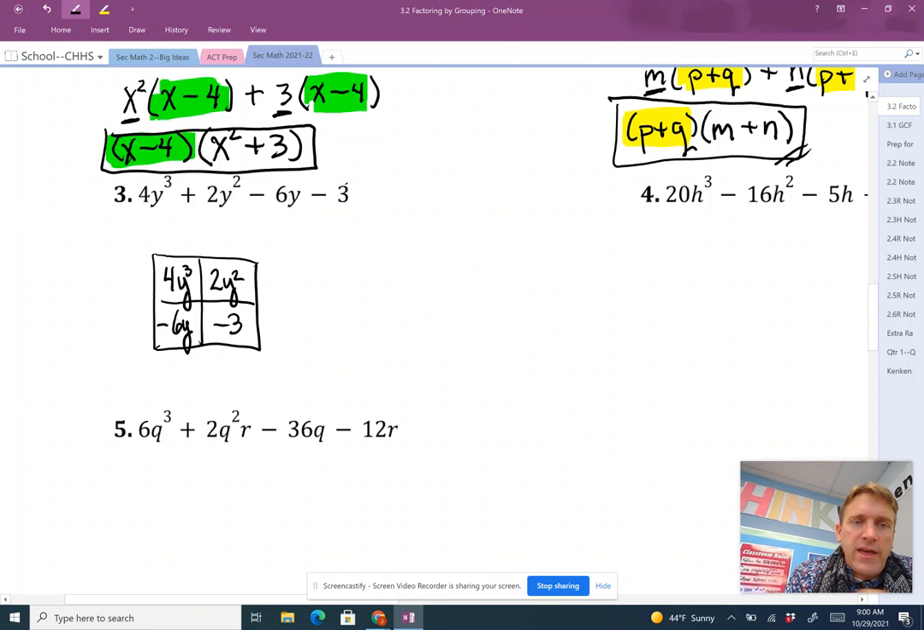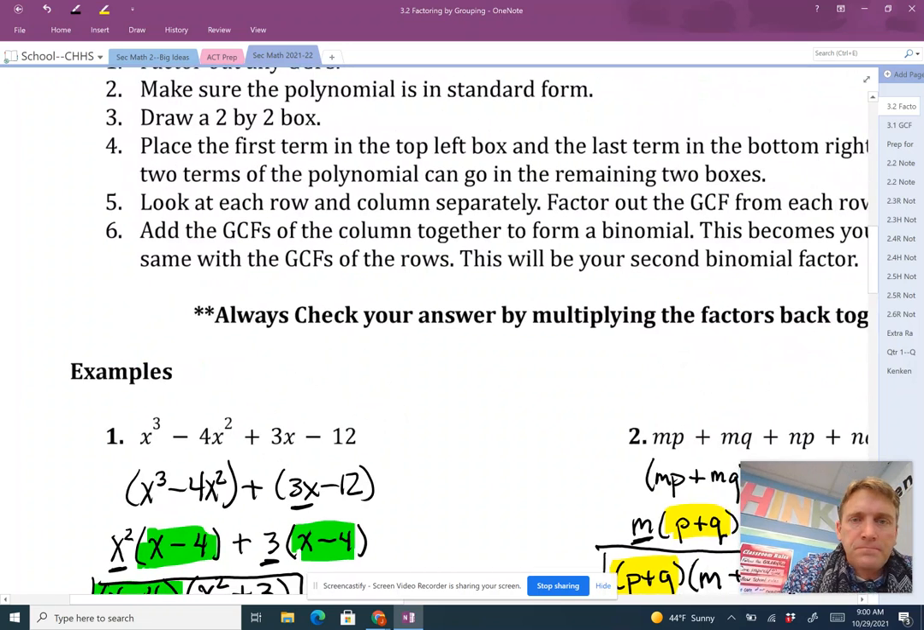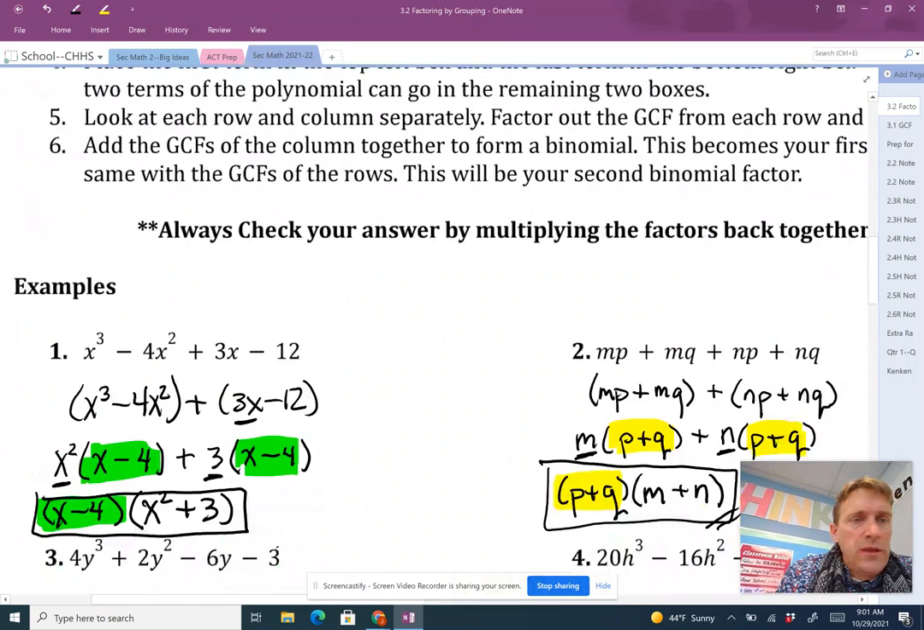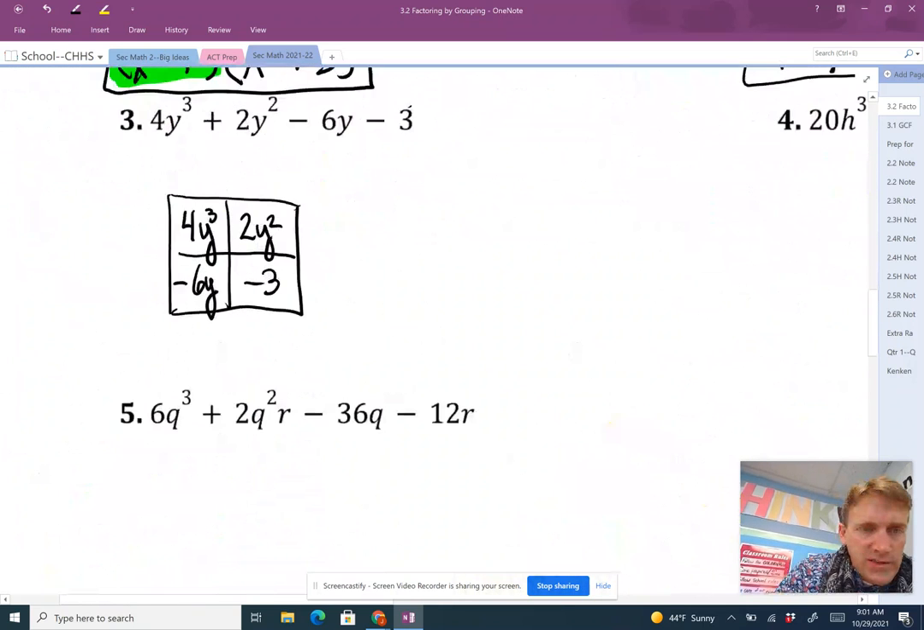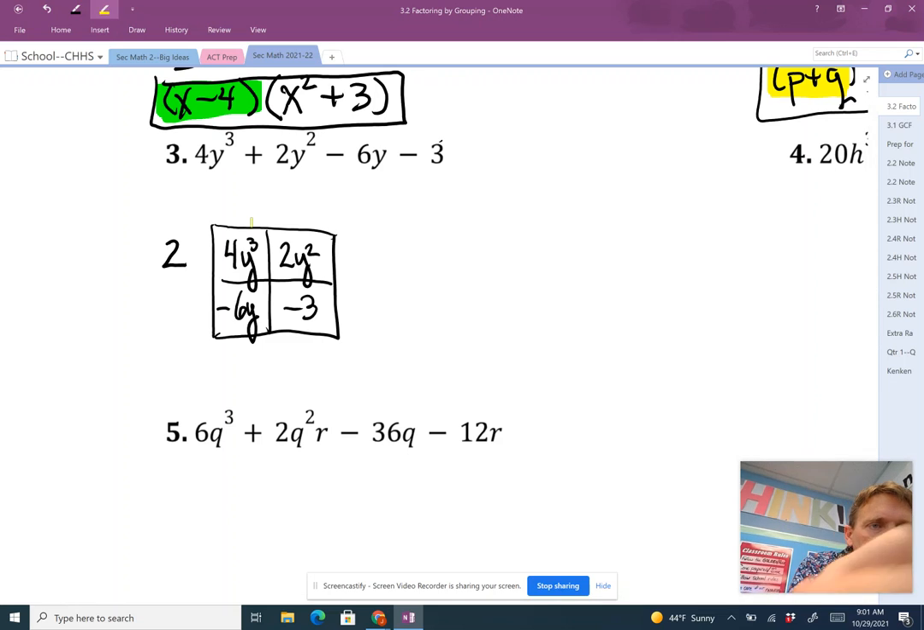So then, once we have them in here, we look at each row and column separately. We factor out the GCF from each row and each column. And so I look at this top row, and 4y cubed, 2y squared, they have both a 2 in common. So I put the 2 out here for this row. And they both have 2 y's. And so I put the 2 y's on there, and that's their greatest common factor for that row.